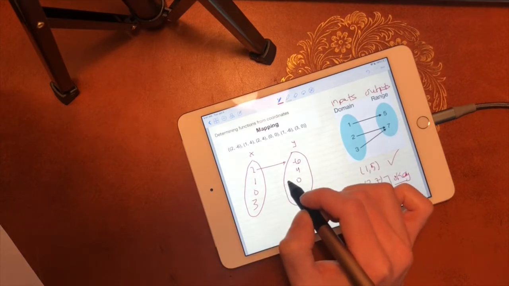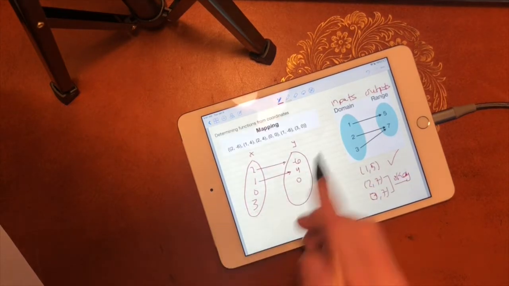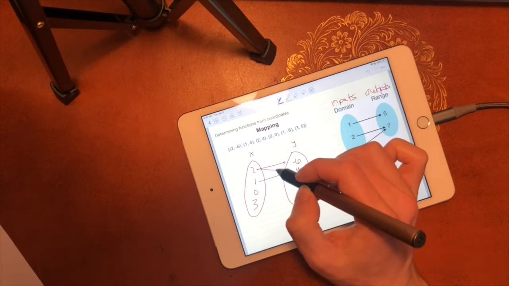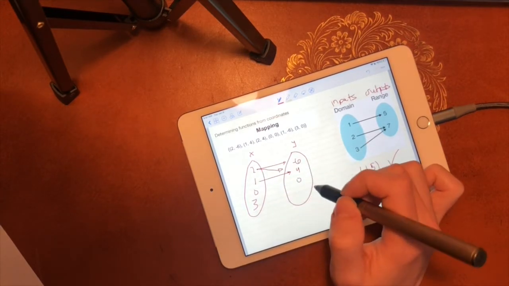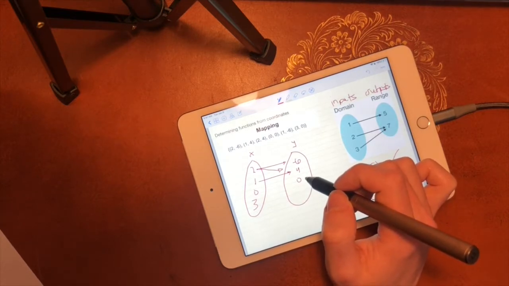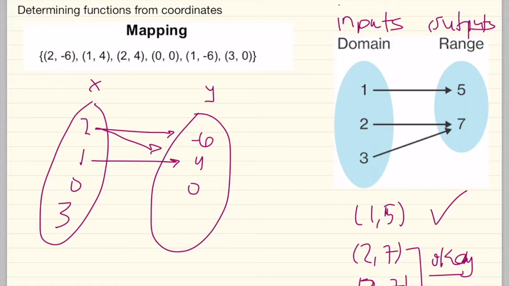2 to -6, 1 to 4. So far, so good. 2 to 4. Well, that's where we run into a problem because 2 can't give us -6 sometimes and then give us +4 other times. So that's not going to work for us. This is already not a function.